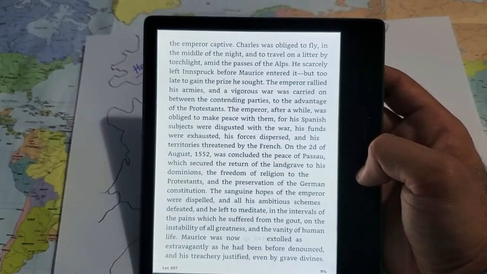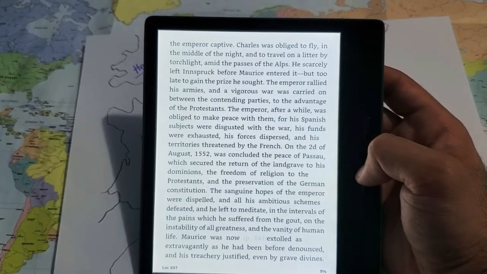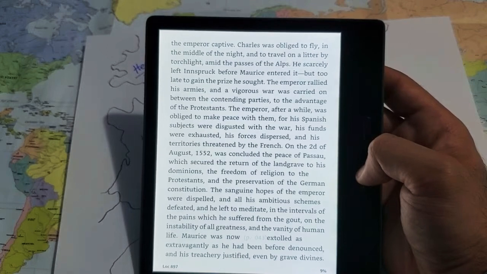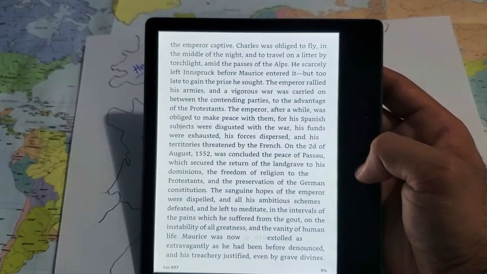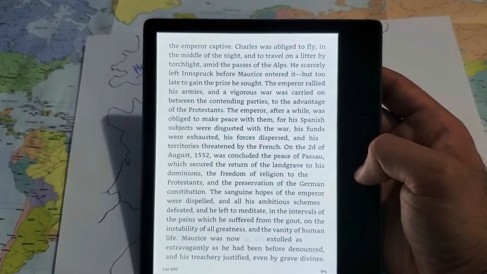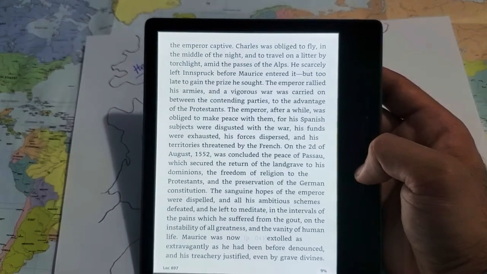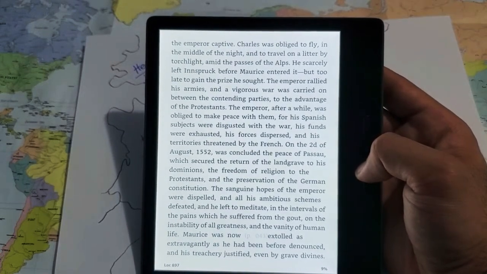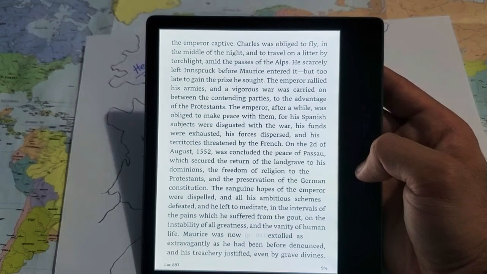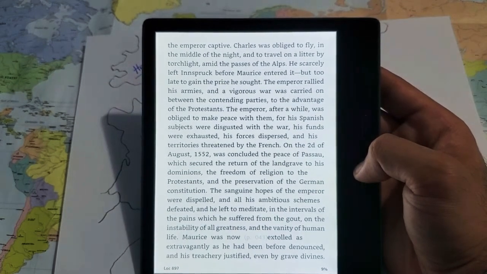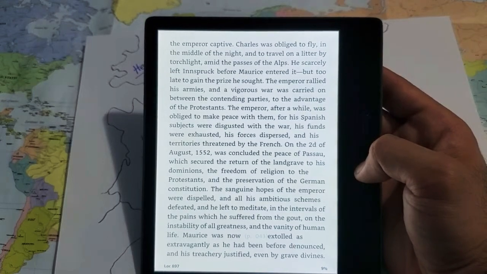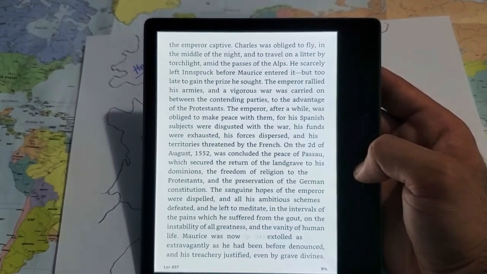In 1552 was concluded the Peace of Passau, which secured the return of the Landgrave to his dominions, the freedom of religion to the Protestants, and the preservation of the German constitution. The sanguine hopes of the emperor were dispelled, and all his ambitious schemes defeated, and he left to meditate in the intervals of the pains which he suffered from the gout. His knees are hurting and locking up, on the instability of all greatness, and the vanity of human life.